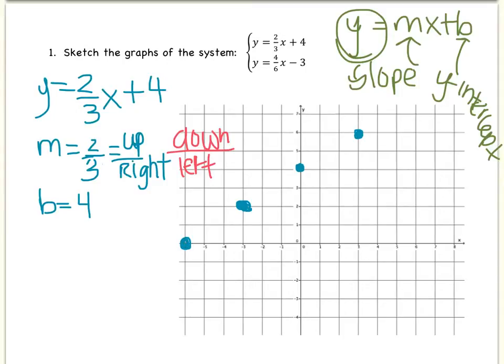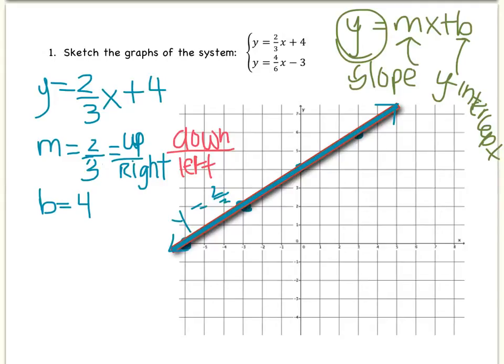Again, graph your line. Make sure your line goes through your entire graph, and make sure you have arrows on the ends. Make sure also that your line has your label: y equals 2/3 x plus 4.